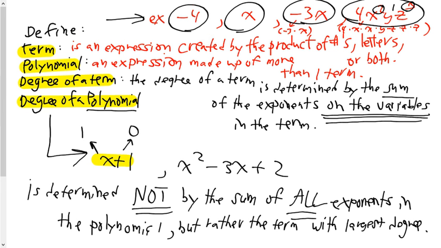If we look at the next one, what's the degree of this term? 2. The degree of this term? 1. The degree of this term? 0. So therefore, by our definition, what is the degree of that trinomial? 2. Not the sum of all the degrees, but rather the degree of the term that has the largest degree. Okay, those are our definitions. That was 7 minutes of definitions.